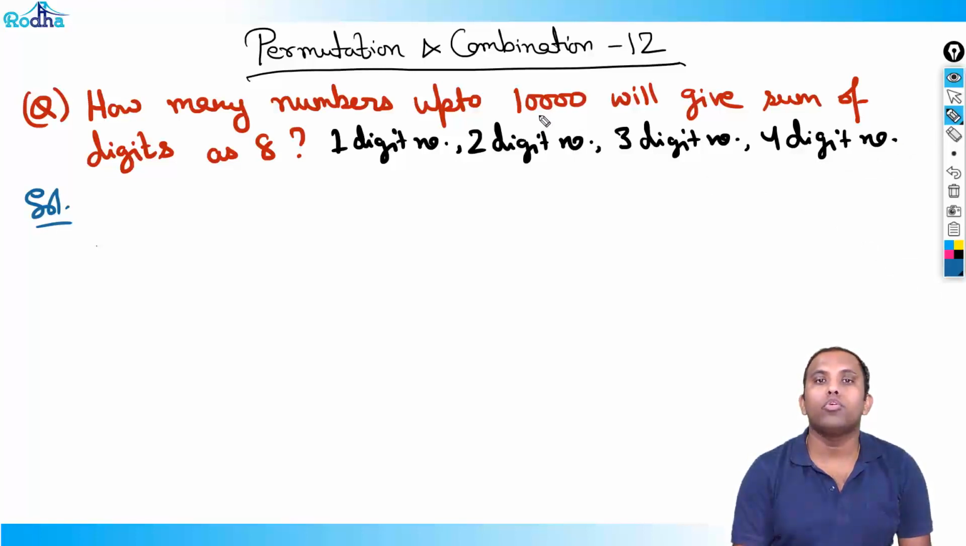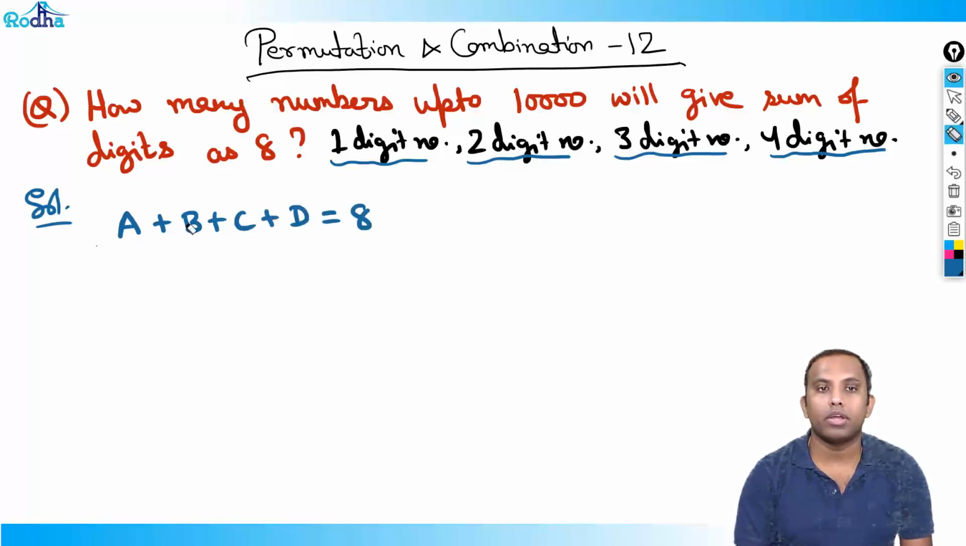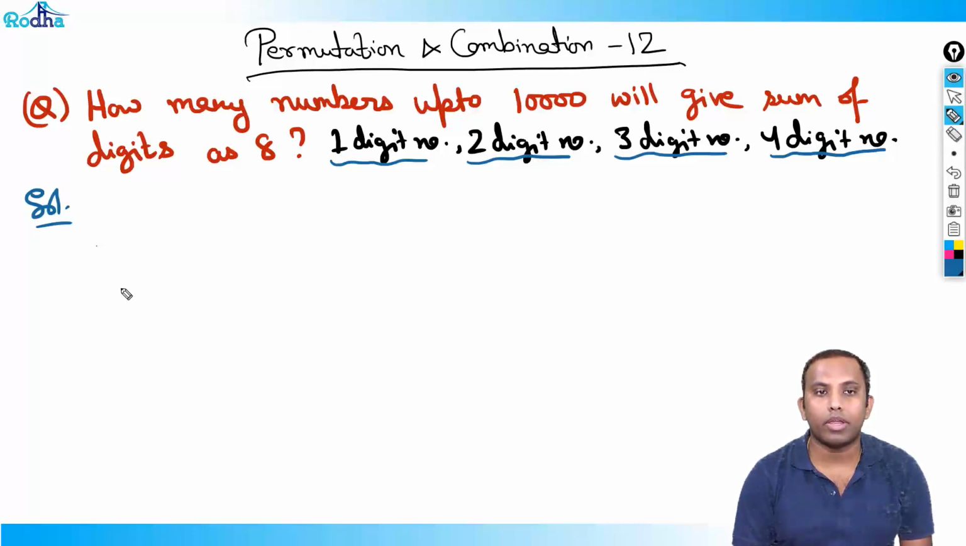So up to 4 digits, right? So I want to include 1 digit number plus 2 digit number plus 3 digit number plus 4 digit number, and that should give me 8, right? See this equation here. Now a plus b plus c plus d, if I write equal to 8, a plus b plus c plus d is equal to 8, right?